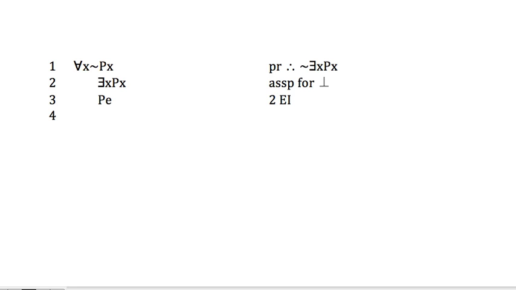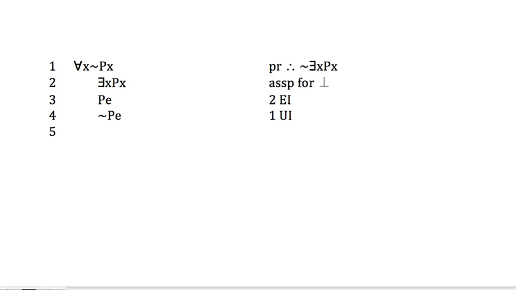From 2 by EI we get this, and then we can go back to 1, and when we do the instantiation here, because the rule universal instantiation is unrestricted, we can make the existential names match, and we can get a contradiction. So 3 and 4 contradict. They contradict because we did it in the right order. If we'd done the universal instantiation first, it wouldn't have worked.